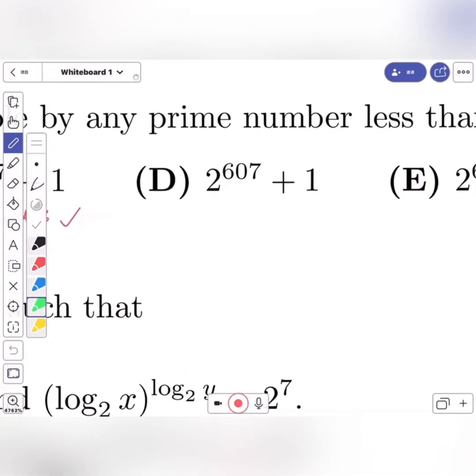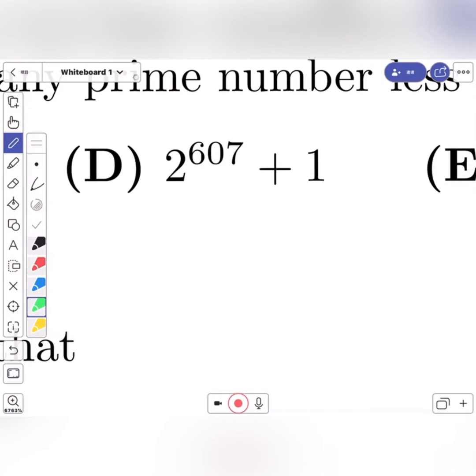2 to the 607 plus 1. Okay. Well, this one, same thing, mod 3.